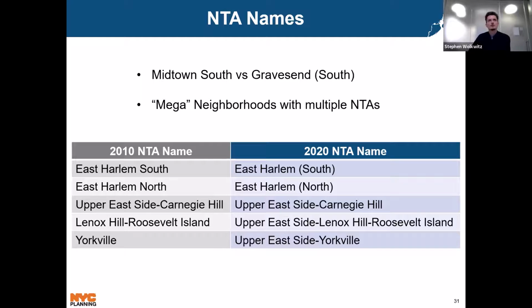So what we've done with those mega neighborhoods, as I've called them here, is we will repeat the overarching name, so Upper East Side, and then hyphenated and affixed will be the sub-district name or the sub-neighborhood name. So it's Upper East Side, Carnegie Hill, Upper East Side, Lenox Hill, and so on.